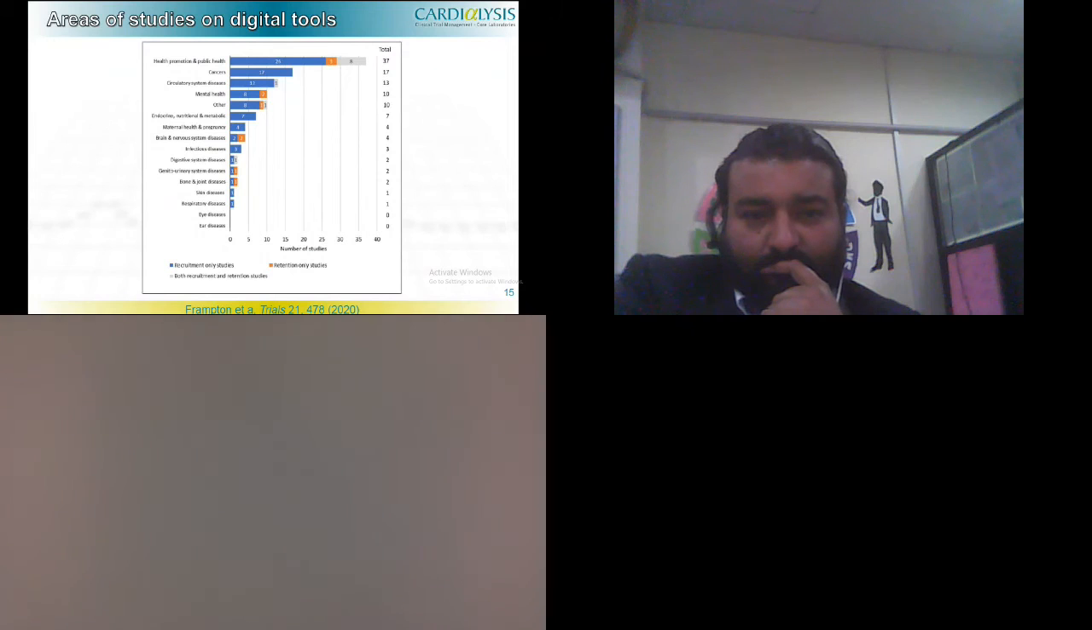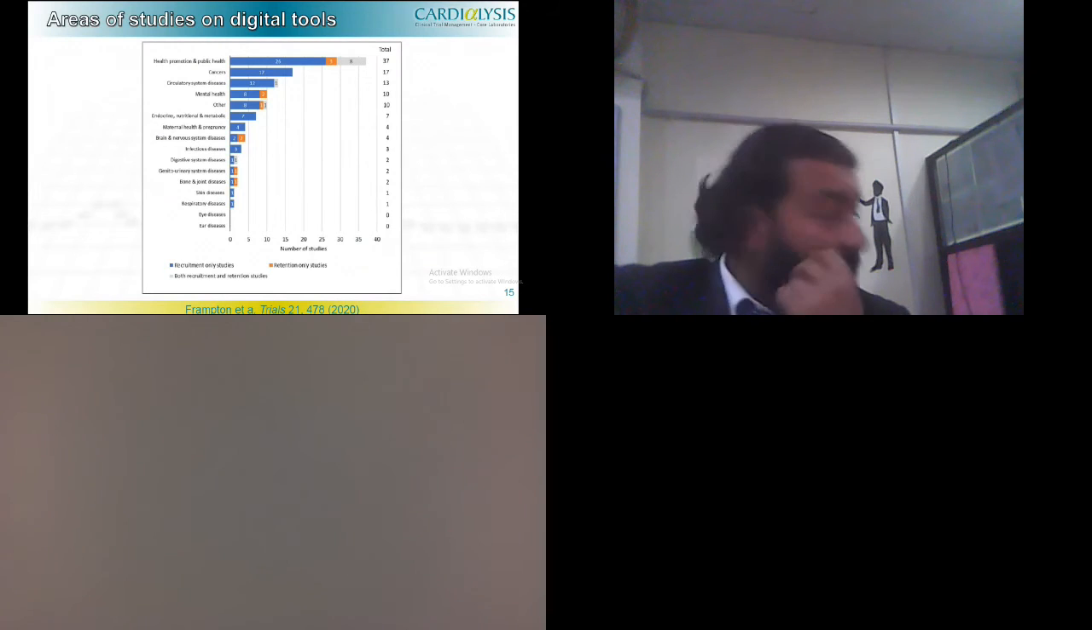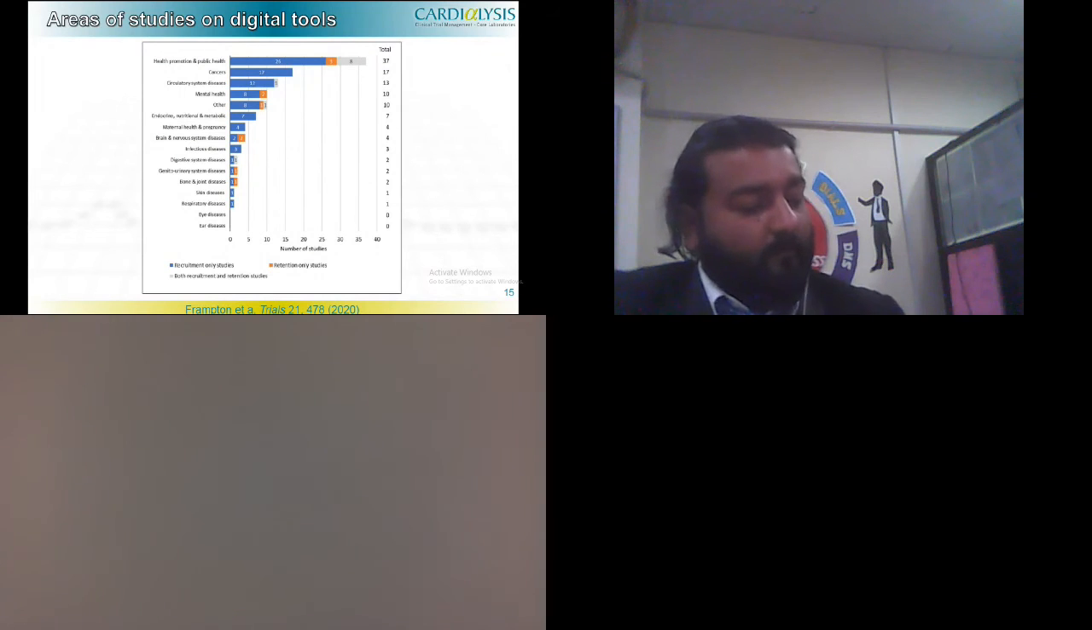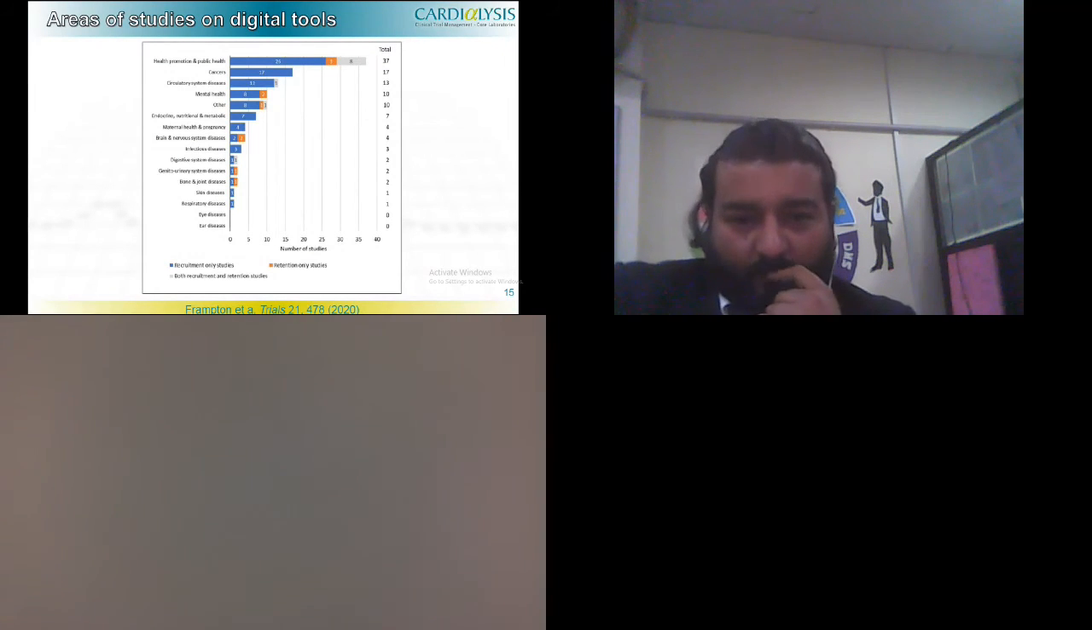This shows the areas in which digital tools have been used. And as you can see, the most salient is health promotion and public health. That would be in generally healthy population. In oncology, it's a very important area. Cardiovascular disease would be the third one, then the mental disease space. And then we have others where this has been used, but in a lower frequency.